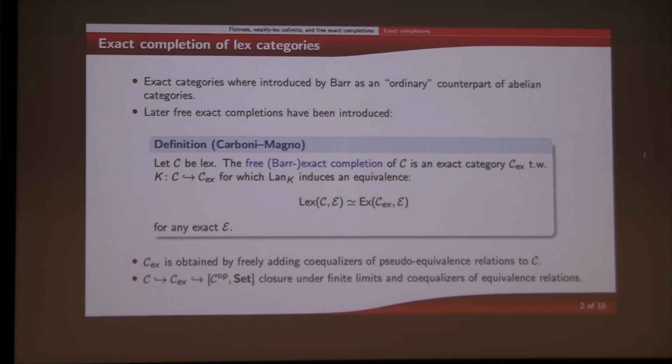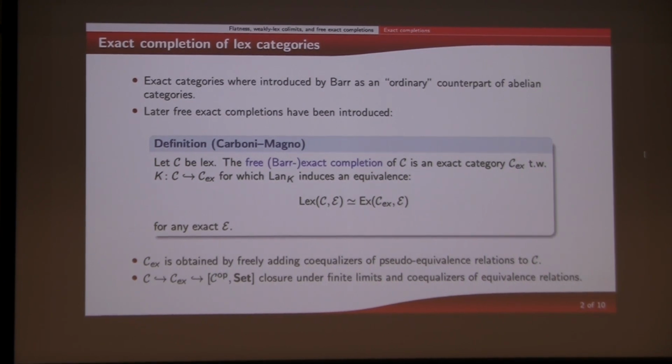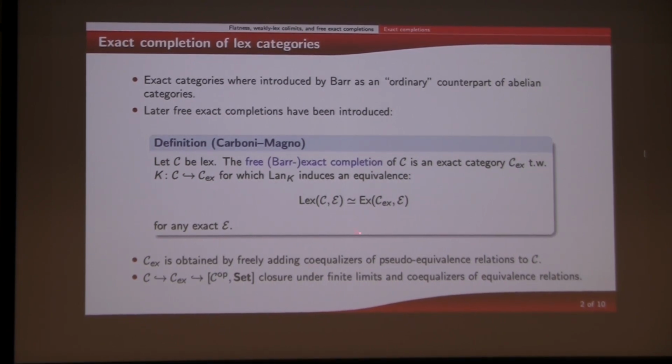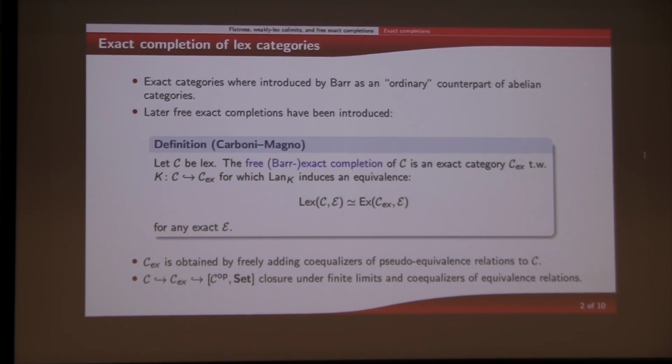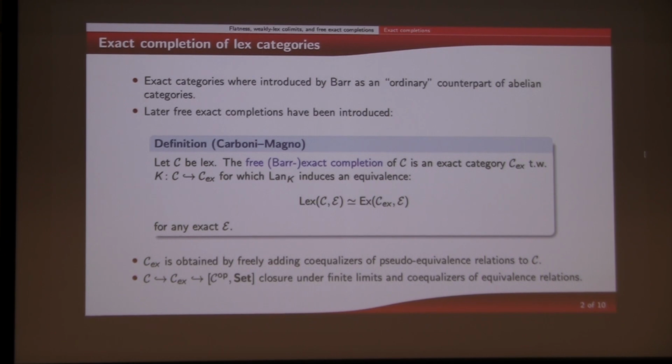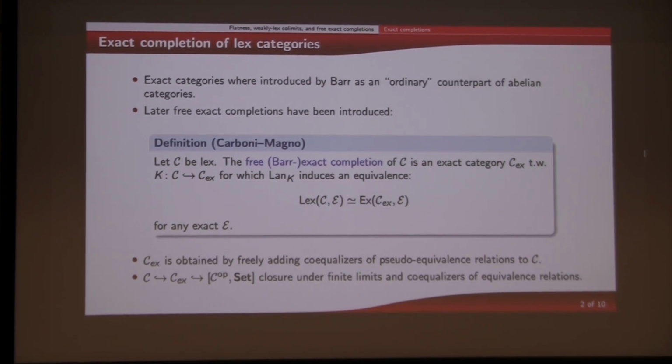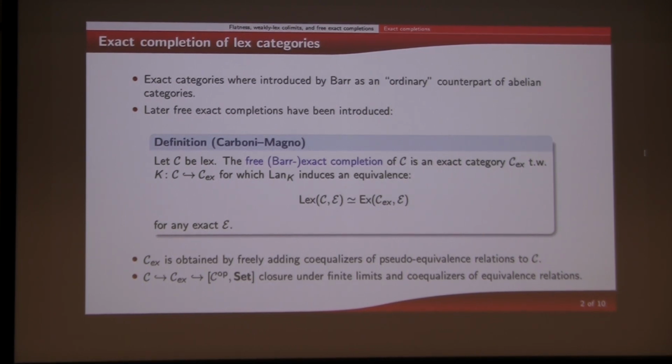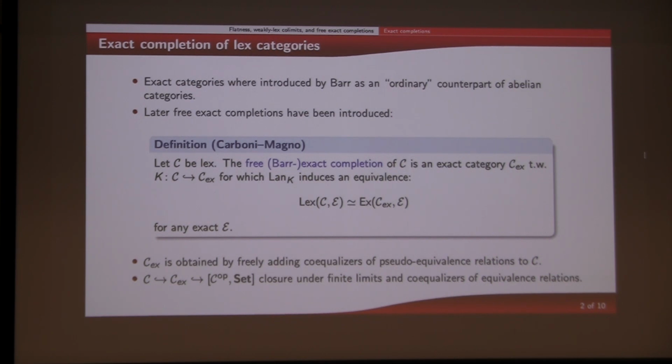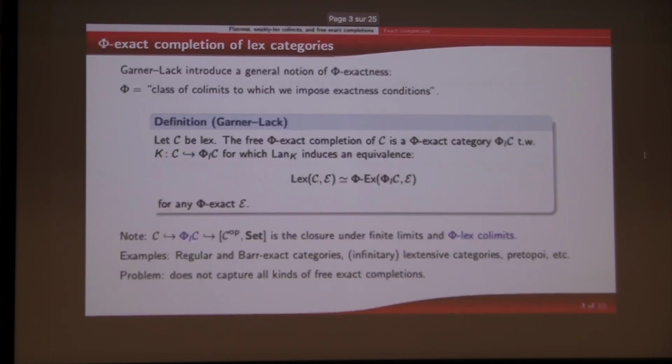So this point of view, if you want, is more formal because you just use the limits and colimits involved in the exactness conditions, so finite limits and coequalizers of equivalence relations. But the first one maybe is more useful because you just do a one-step thing. You just take coequalizers of pseudo equivalence relations. However, the second one is very formal, and in fact, it can be captured more generally in the setting of Phi lex colimits, which, as I said, were introduced by Gardner and Lack.